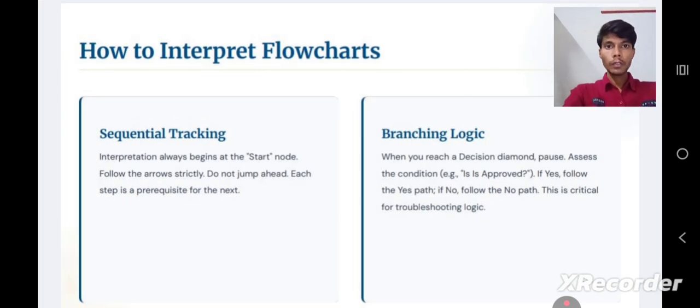How to interpret a flowchart? Sequential tracking. Interpretation always begins at the start node. Follow the arrow strictly, do not jump ahead. Each step is a prerequisite for the next.